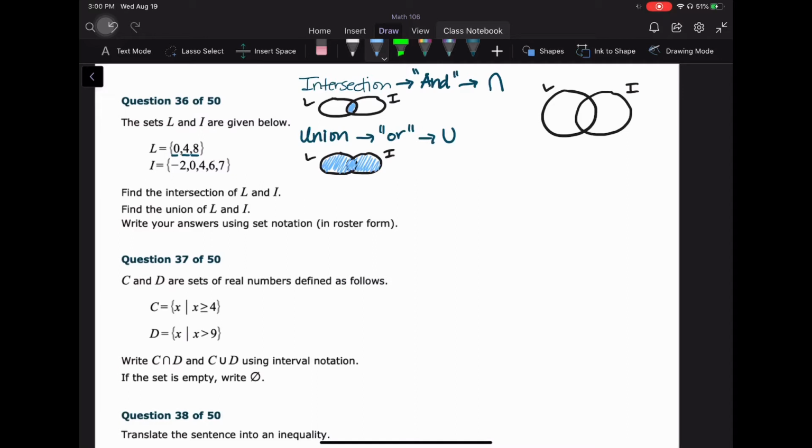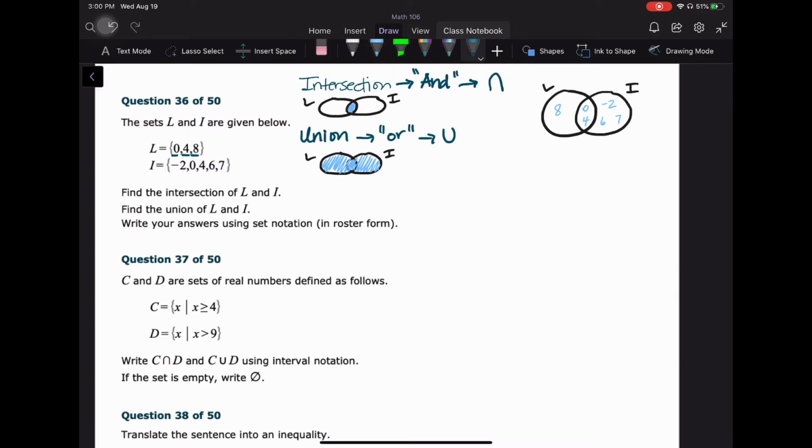I'm actually going to fill in the numbers now for L. Remember that 0 and 4 are shared between L and I. L also has 8 that's not in I. I has -2, 6, and 7. So those are the different numbers that we have included.